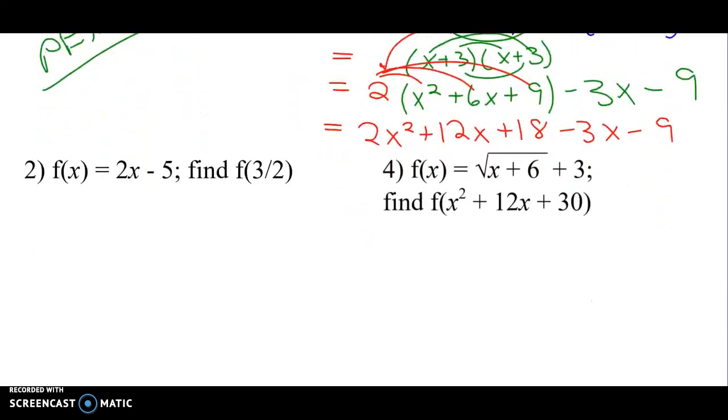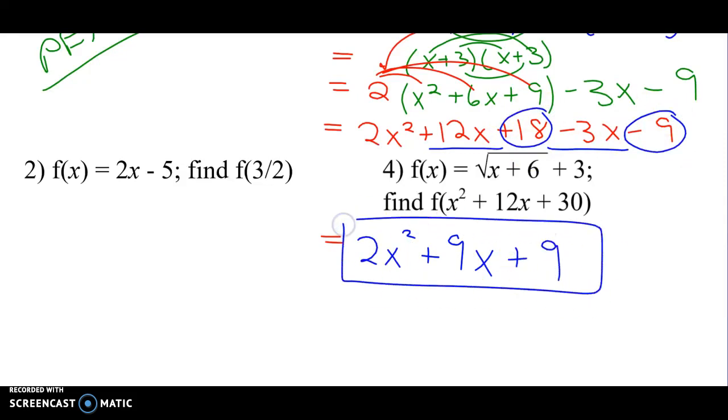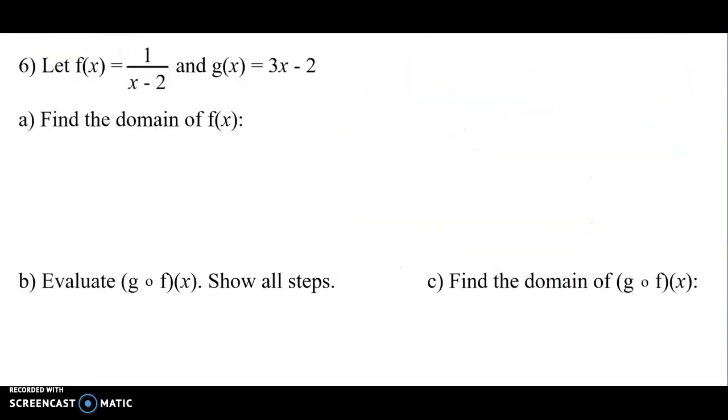And now we can write our final answer. We just need to combine a few things. So we have 12x's and minus 3x's, so 9x's, and we have 18 minus 9. So that there would be your final answer. You need to find the domain of f of x.